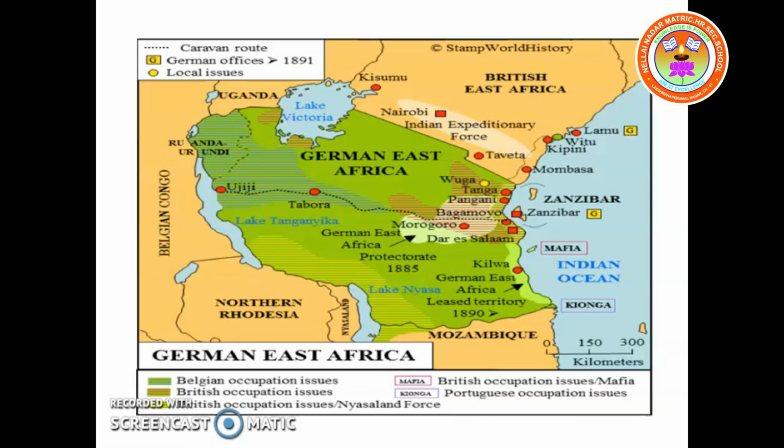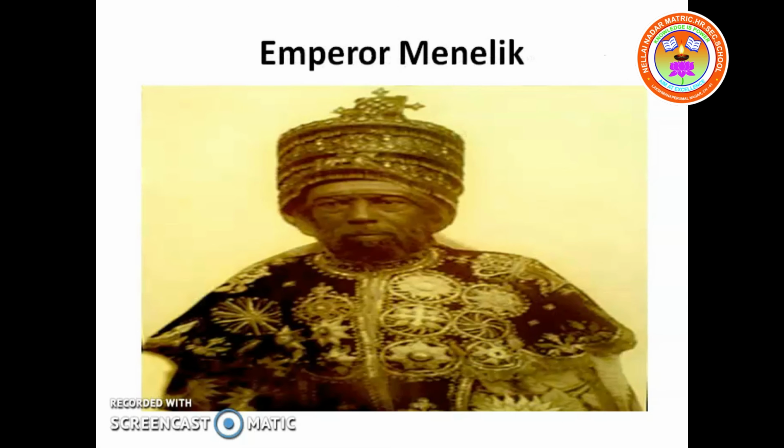Portuguese Angola and Mozambique. The Portuguese had held these two colonies on the west and east coast of southern Africa, along with Portuguese Guinea, since the 16th century. Next, the African rule in Liberia and Ethiopia.